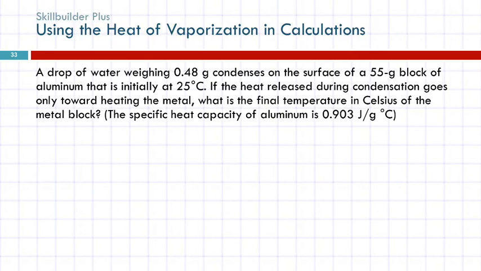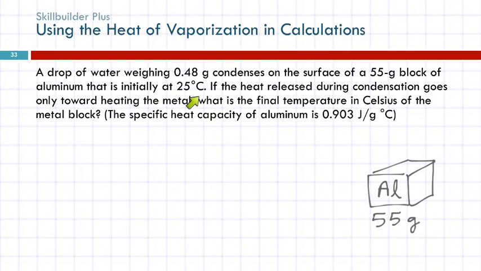So I would expect that this would be somewhat confusing. So let's draw a picture. So here's my block of aluminum. I'll call him Al. And Al weighs 0.48 grams. No, Al doesn't weigh 0.48 grams. That's the water. Al is 55 grams. He's a big guy. And it also tells us that the block of aluminum is initially at 25 degrees Celsius. So it's at 25 degrees Celsius.